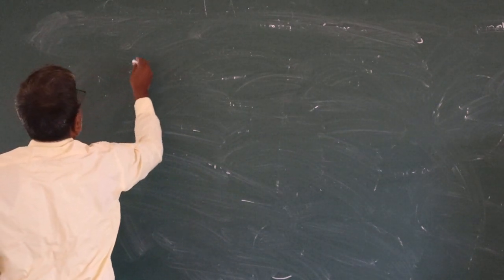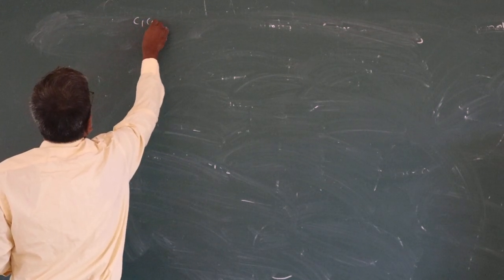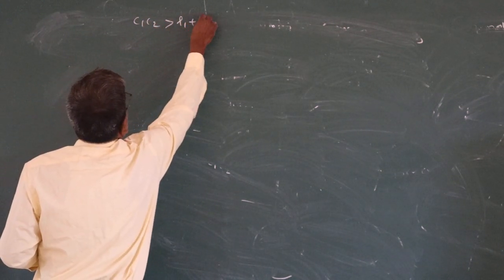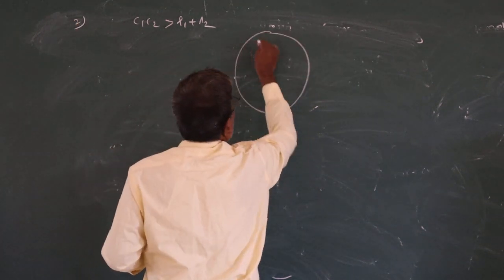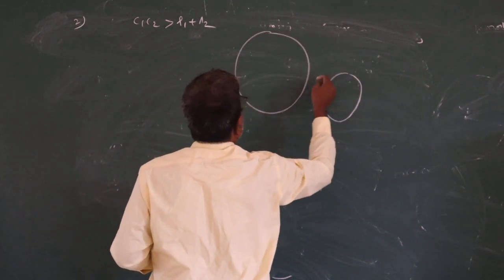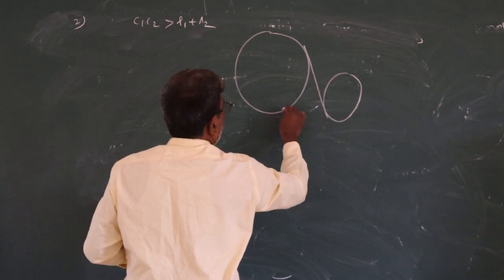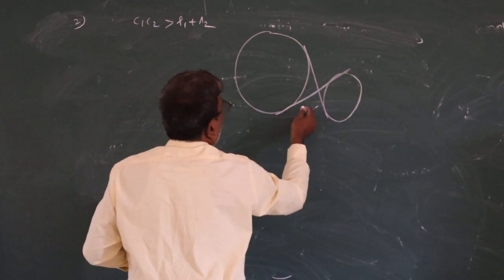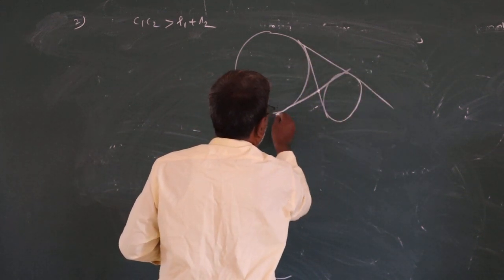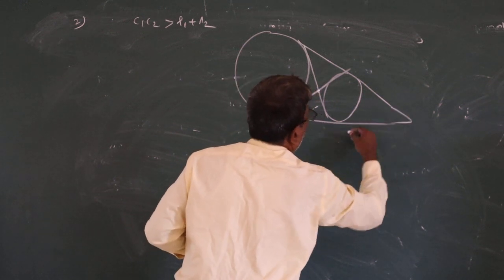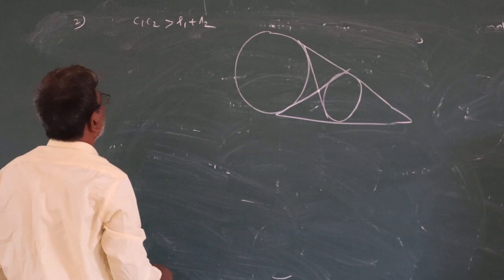Suppose C1C2, direct common tangents. C1C2 greater than R1 plus R2, second formula. One circle, another circle is like this. The two circles do not intersect, so four tangents are drawn. This is two direct common tangents and two transverse common tangents.